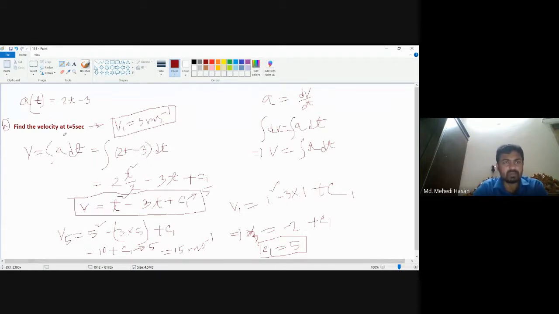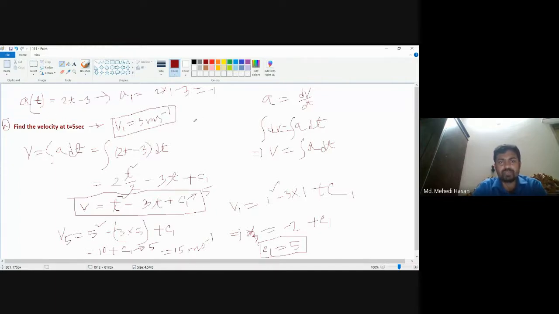And if the question is to find out the acceleration at any point, then you put the time in the acceleration equation. a1, that means at 1 second, it will be 2 into 1 minus 3. This is equal to minus 1 meter per second square. This is the acceleration at 1 second.